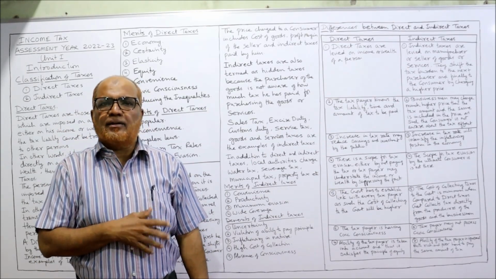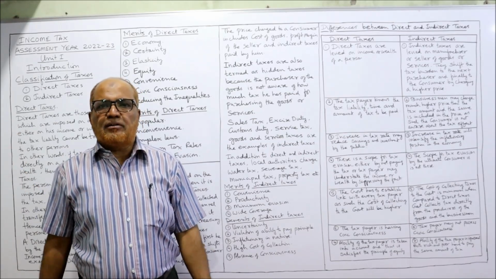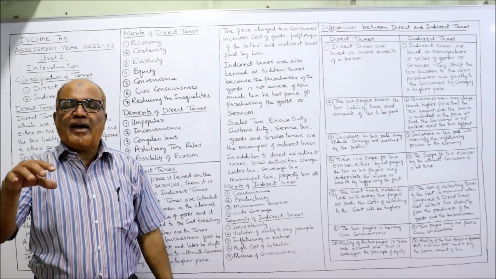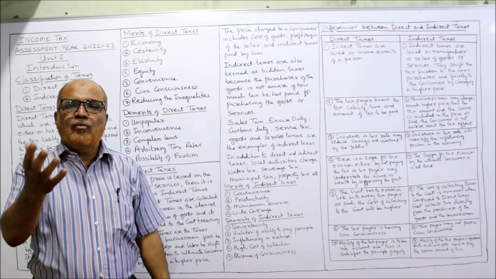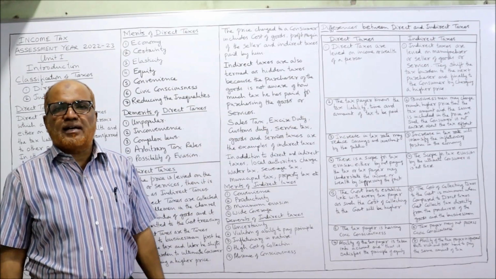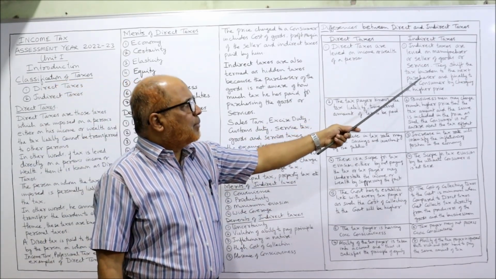It is called personal tax. The burden cannot be shifted. Direct tax. Indirect taxes are those which are levied on the manufacture and sale of goods and services. That's why it is called goods and services tax. And they shift the tax burden.